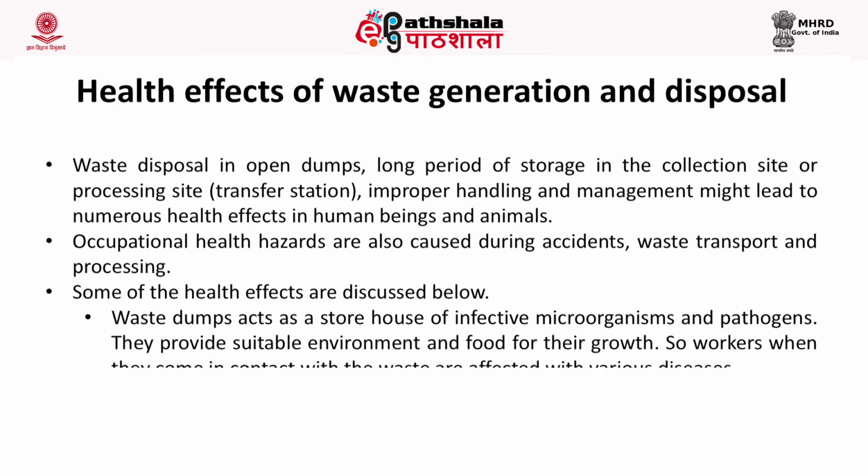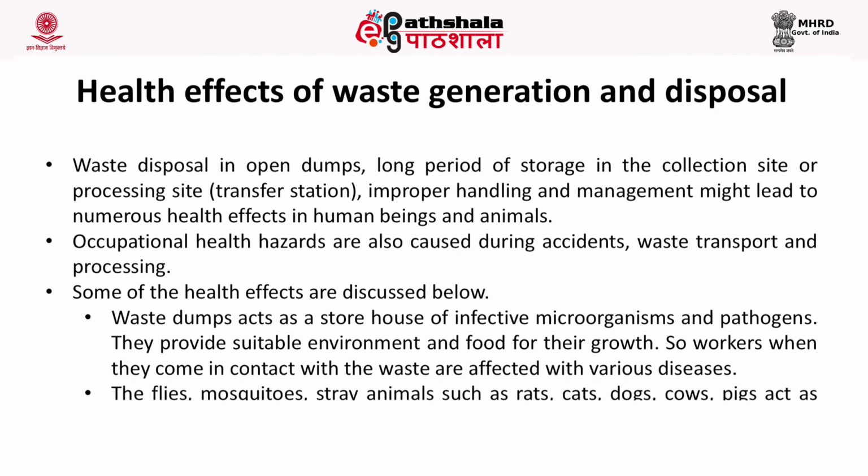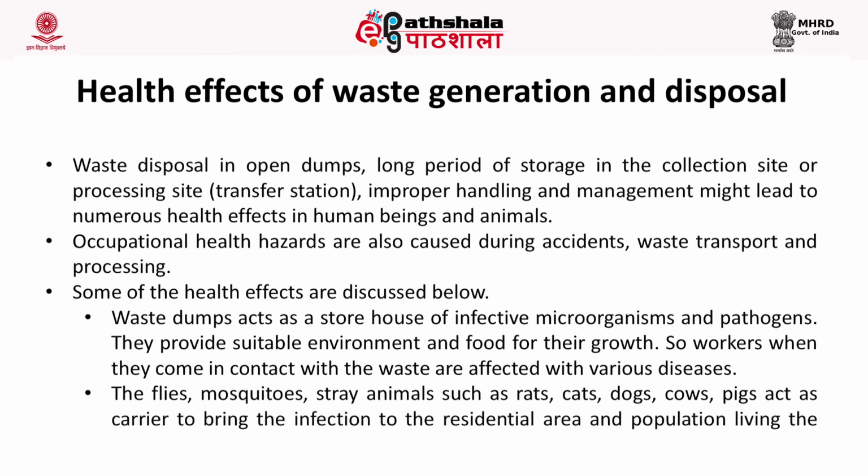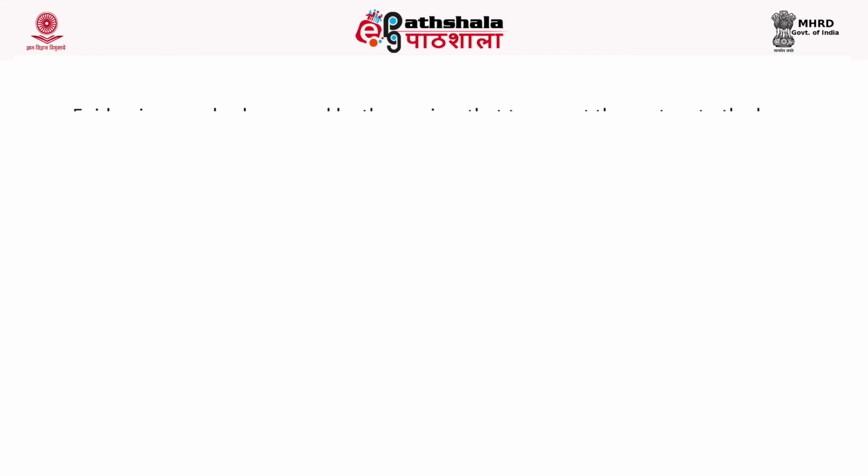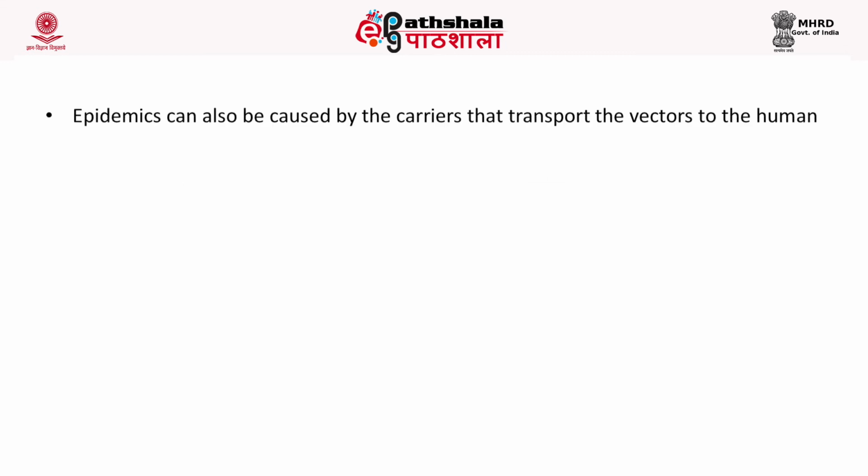For example, the waste dumps act as a storehouse of infective organisms and pathogens. They provide a suitable environment and food for their growth. So, the workers, when they come in contact with the waste, are affected with various diseases. Now, flies, mosquitoes, and stray animals such as rats, cats, dogs, cows, and pigs can act as carriers and bring the infection to the residential area and can affect the population living in the towns and cities. Epidemics can also spread by these carriers as they act as vectors and transport these pathogens to human beings.